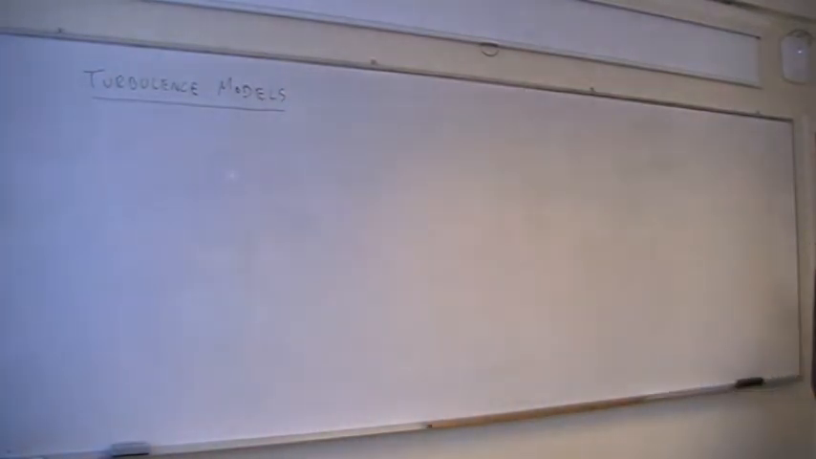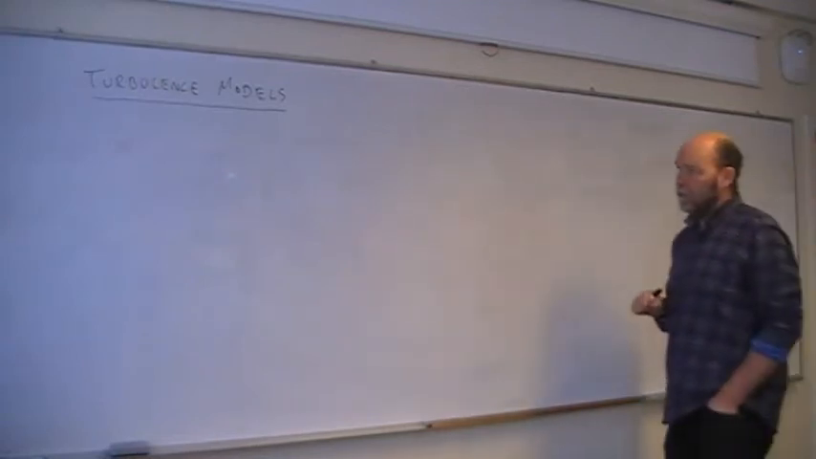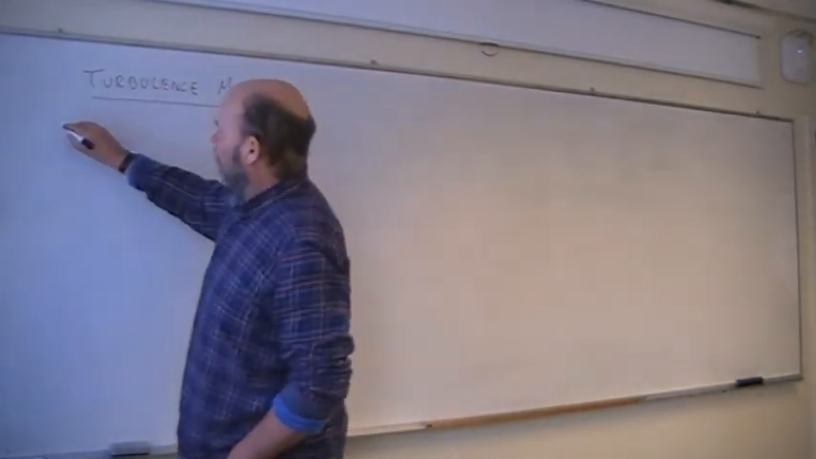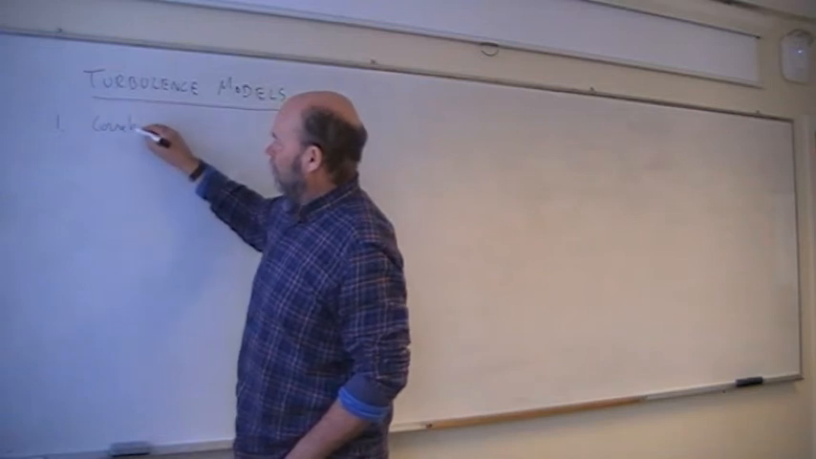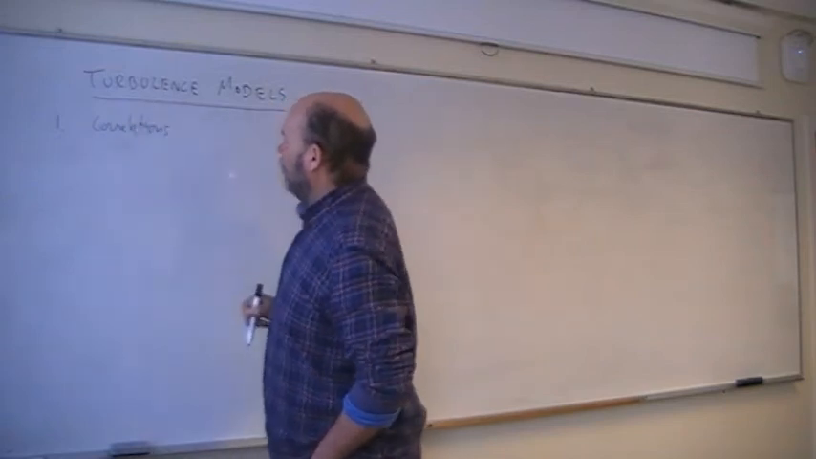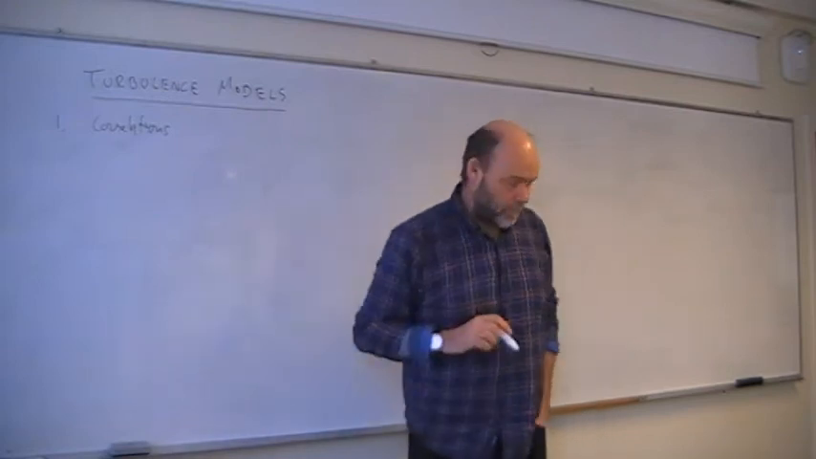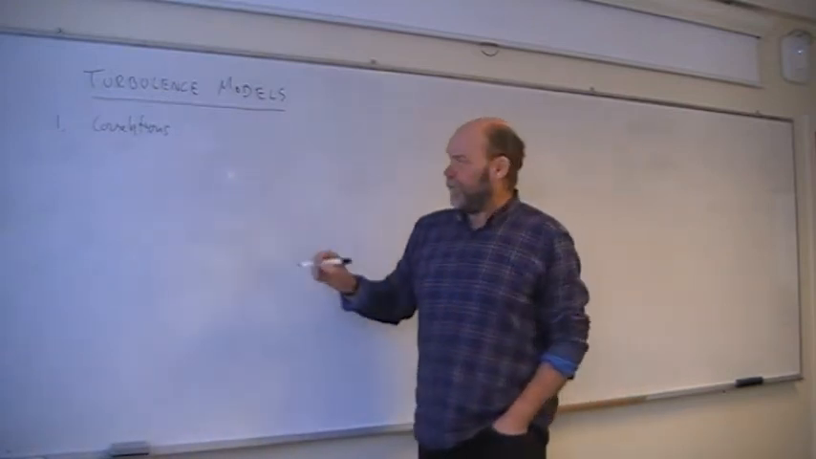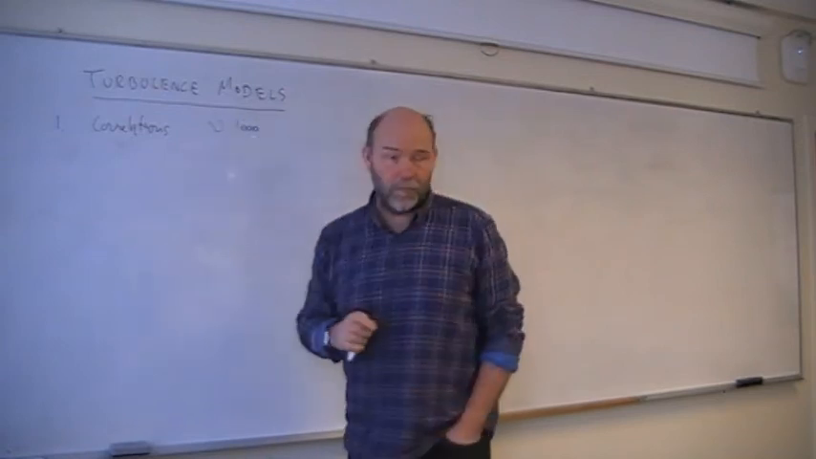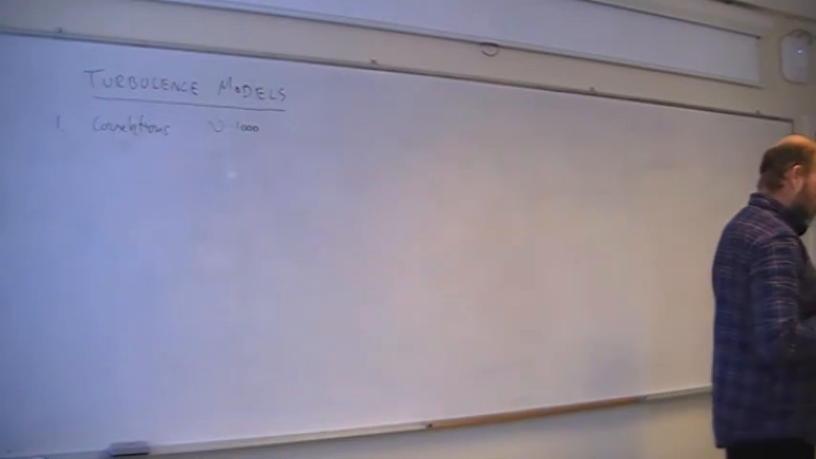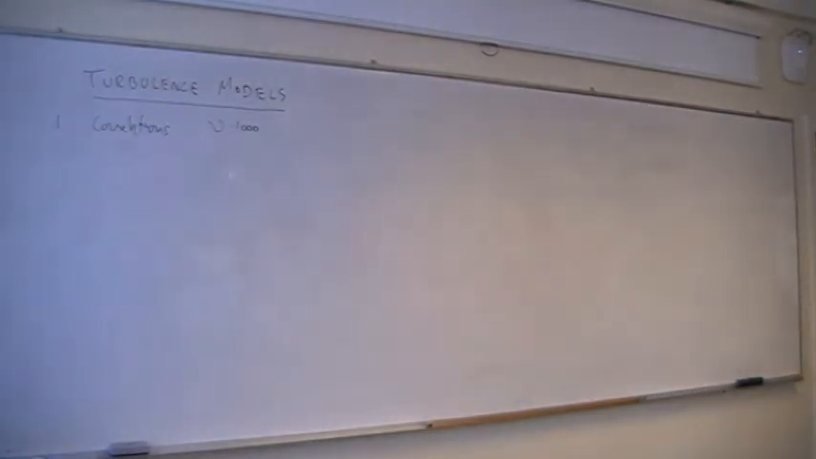Here I will just make a brief list, starting with a very easy model and then more and more complex models as we go down. So the first one, what should we call it? Correlations. You have a turbulence model saying that you take your kinematic viscosity and you multiply it with 1,000 or 10,000 or 100,000. That's actually a turbulence model.